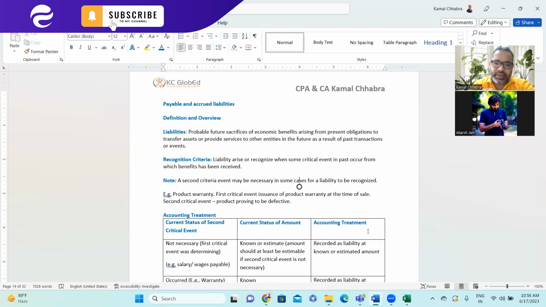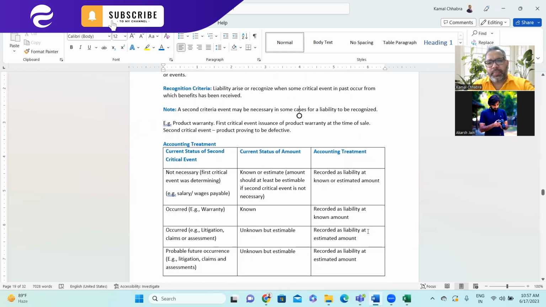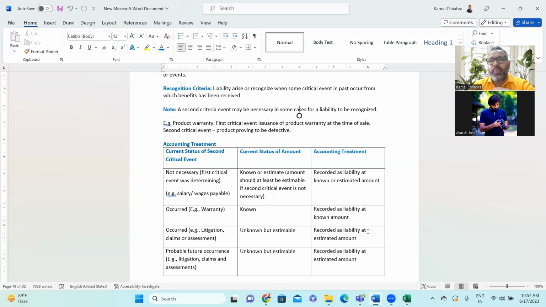Second important thing is the recognition criteria. What is the recognition criteria for a liability? Let's understand that. A liability is recognized when some critical event in the past occurs from which the benefit has been received. That means you have already received a certain benefit, so now there is an obligation to pay for the same. The obligation which you have not paid would be recognized as your liability. Second example over here is a product warranty.